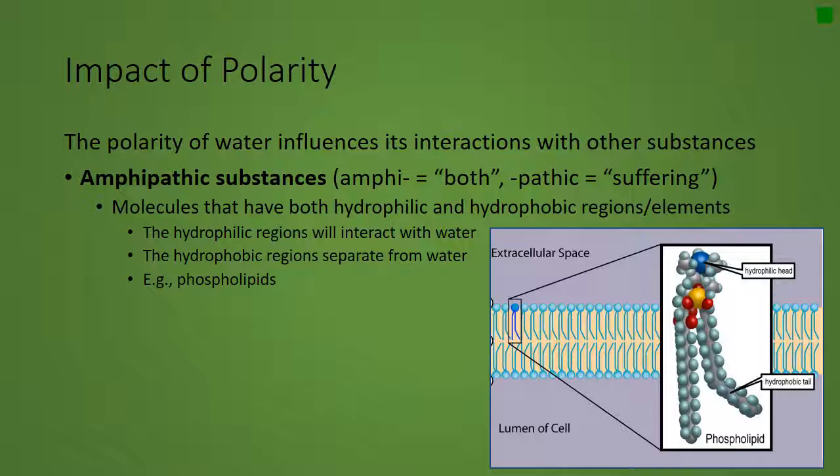There are all kinds of examples of these amphipathic substances in biology. One good example, phospholipids. The phospholipids organize themselves into bilayers, where the water-hating, the hydrophobic end of the phospholipid interacts with other phospholipid ends, and we actually call them hydrophobic tails, while the hydrophilic, the water-loving end of the phospholipid, points out towards the water in the extracellular space.